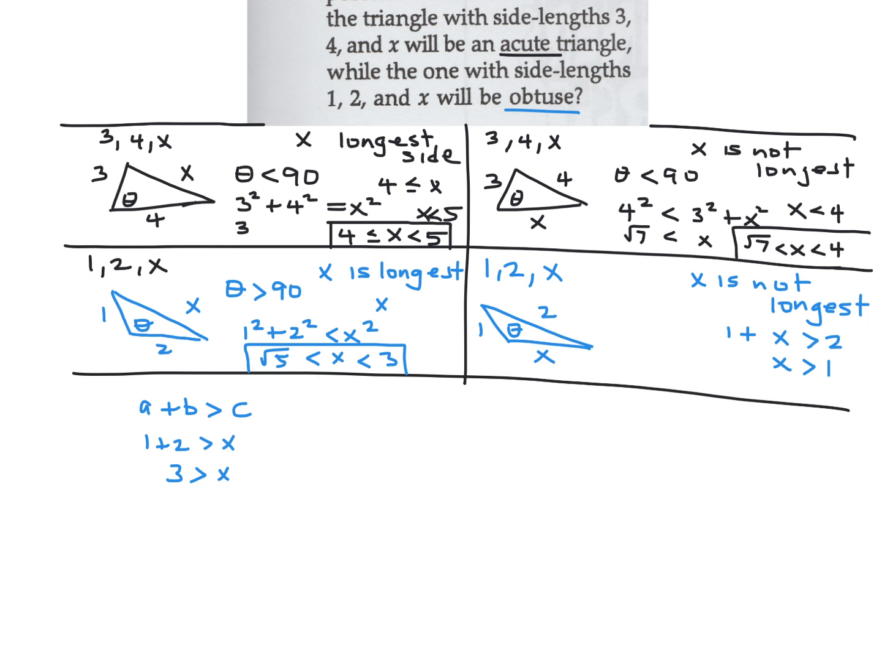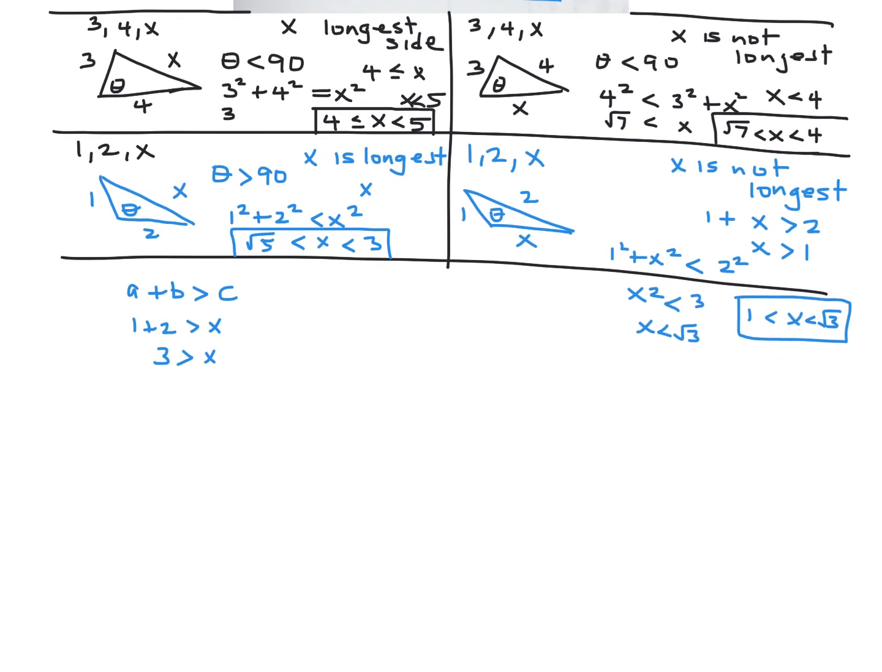Okay? And then use Pythagoras. 1 squared plus x squared, if you compare that to 2 squared, would have to be greater than. So that means x squared would be less than 3. So x is less than root 3. So that would mean x is greater than 1 but less than root 3. Okay, great. So we got them all.